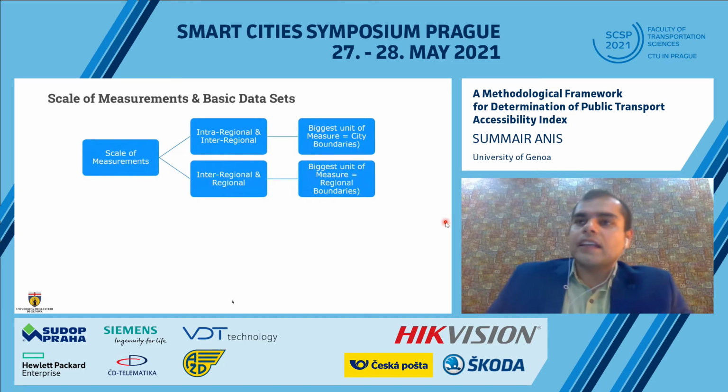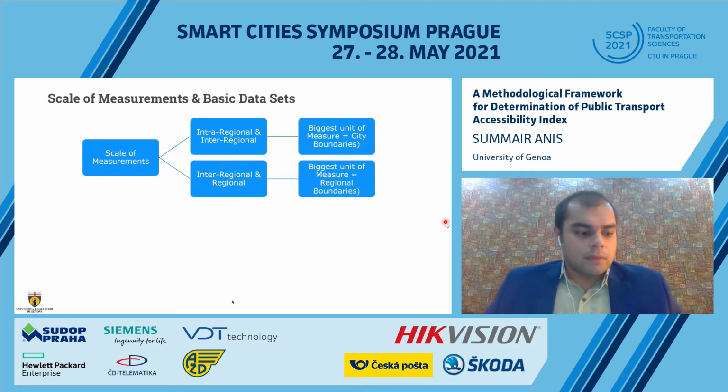So by applying each criterion in the scoring system separately, the public transport accessibility index has been calculated for each city. Since here we are using the scale of measurement as intra-regional and inter-regional level, which means that the biggest unit of measurement is the region. Then the region is divided into five cities. So that's why there is one value of PTAI per city.